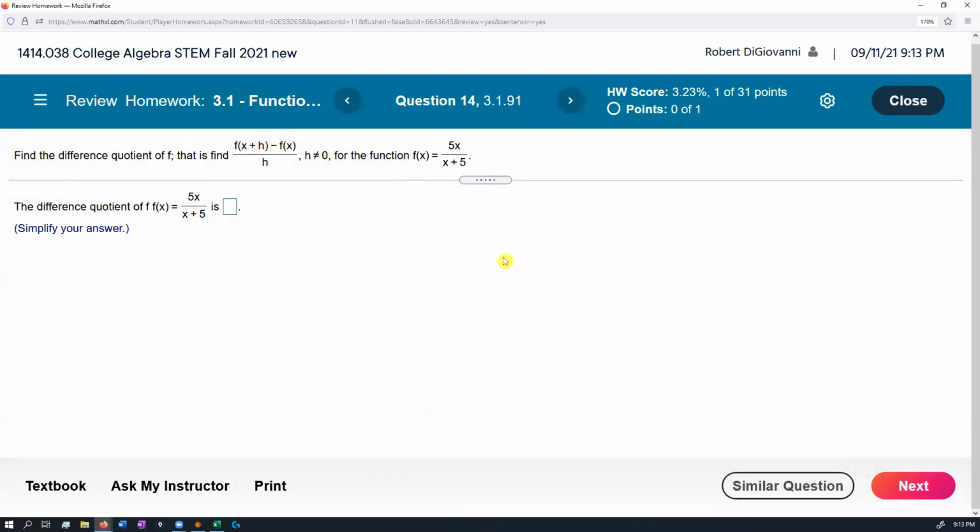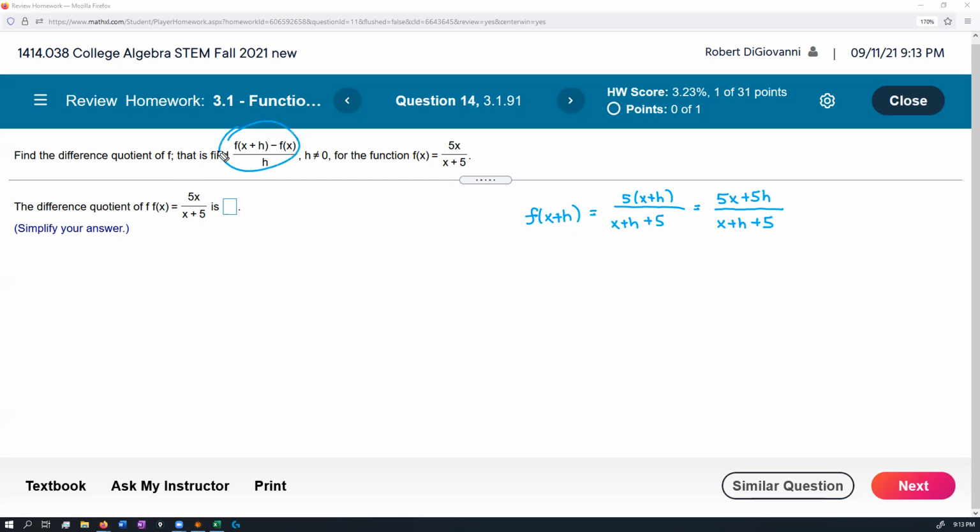And clear. All right, here we go. Same thing, difference quotient for this. Ooh, this looks bad. So let's find this part because this is always the tricky part. Plug x plus h into the function. So 5 times x plus h over x plus h plus 5. This is the same as 5x plus 5h, distributing the 5 across the top, over x plus h plus 5. Okay, that's it. That's what f of x plus h is.